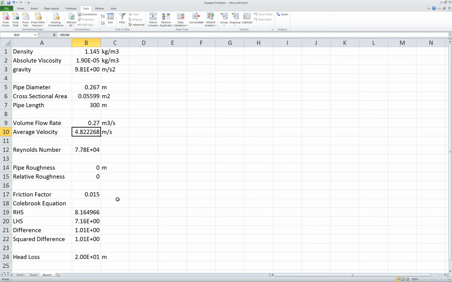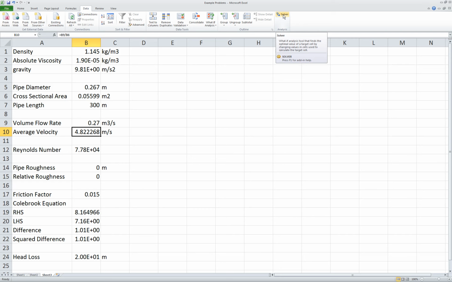The reason that I want to adjust my value so that I'm close to my desired objective value, which is a head loss of 20 meters, is so that Solver can find the solution. If we're very far away from the solution, it's not going to be able to converge because it's using basically a Newton iteration technique. And if it's not close to the correct solution, it may go off in the wrong direction and not be able to actually solve the problem.